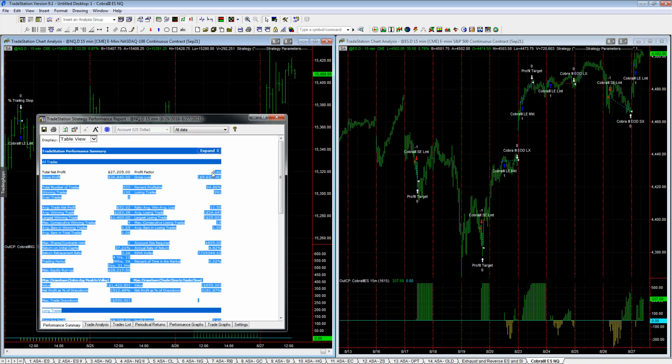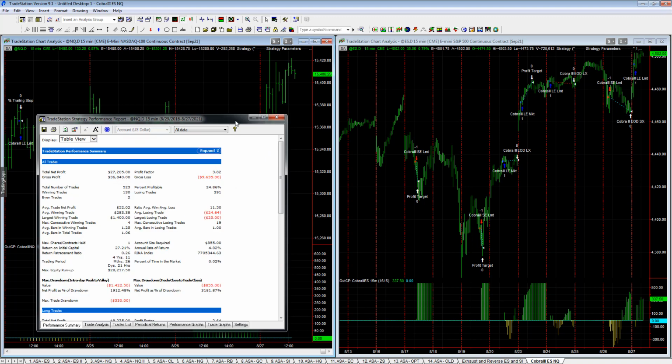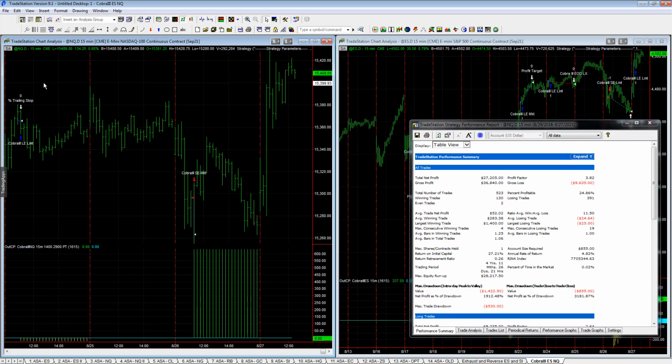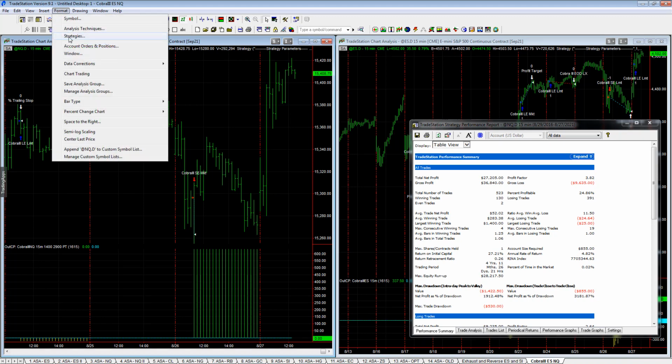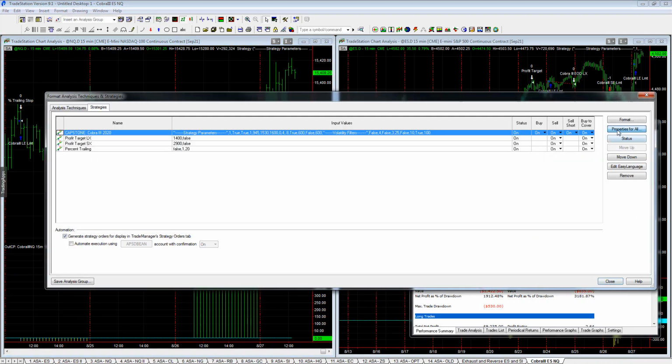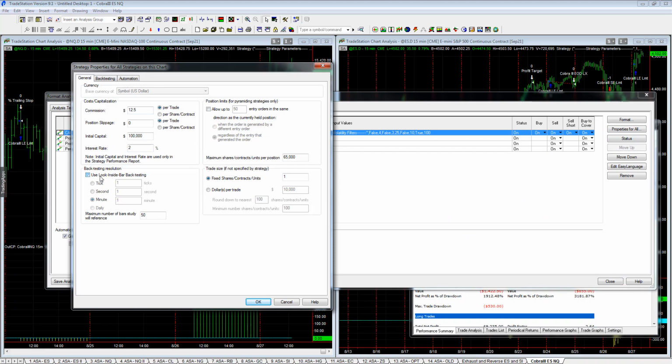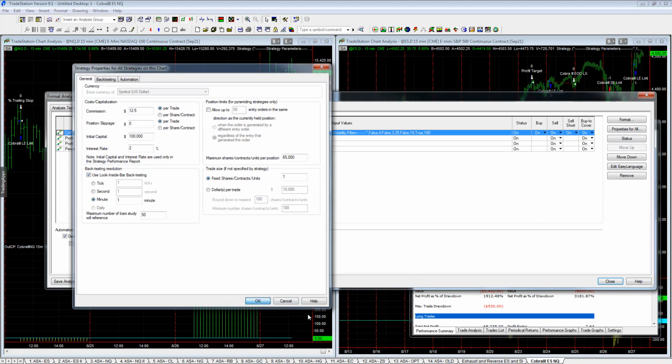You had this huge profit factor of 3.82. Your percentage of trades profitable is low because you're cutting your losses really quick on this really tight percent trailing stop loss. What did I do wrong? Format strategies, properties for all. I turned that off. Let's turn that back on. Use look inside bar backtesting.